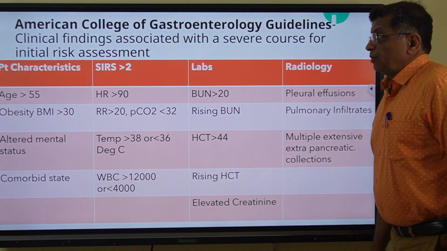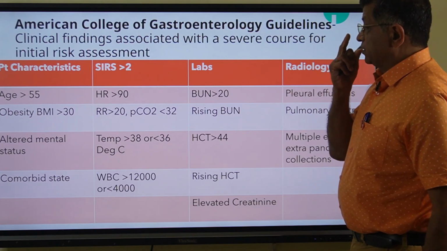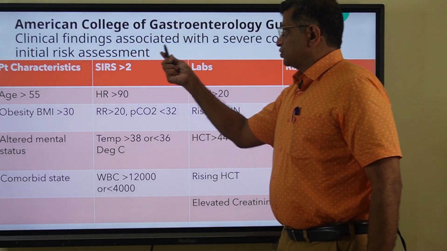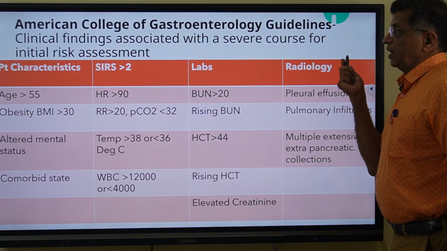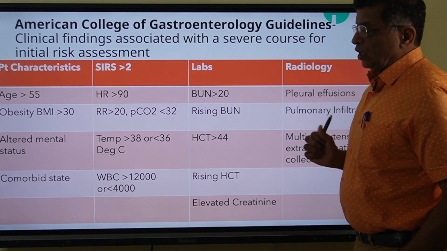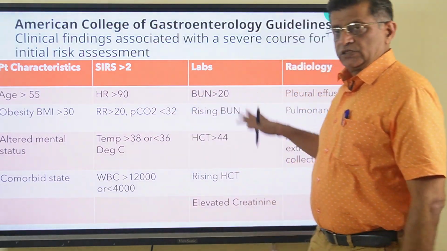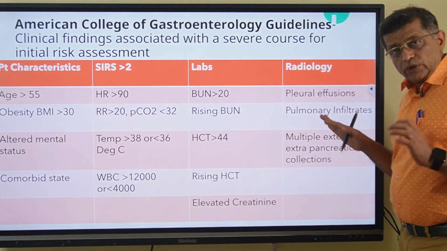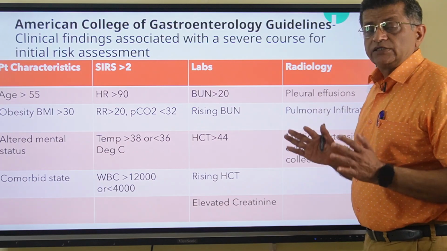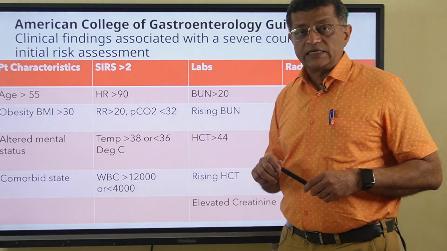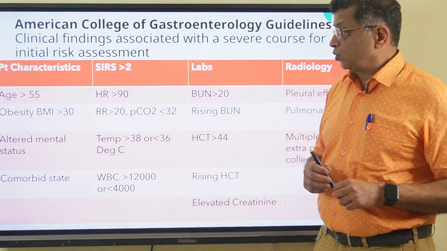Lastly, American College of Gastroenterology guidelines. These are clinical findings associated with a severe course for the initial risk assessment. So apart from the scoring systems, if clinically you find any of these, then you can have an idea that the patient is landing or already has landed in severe acute pancreatitis.